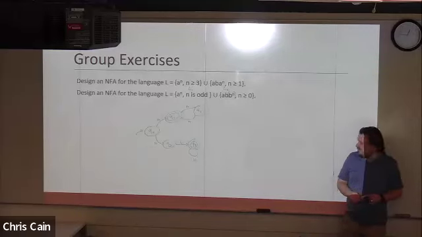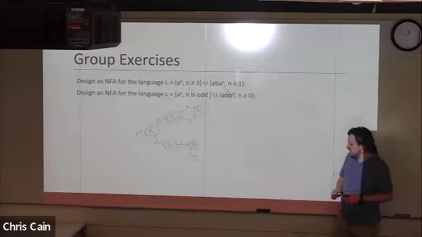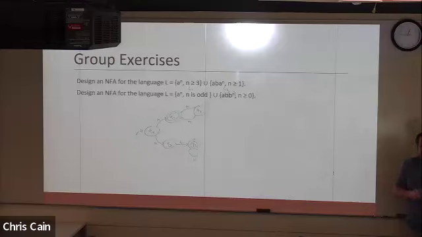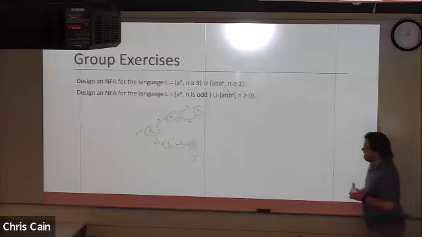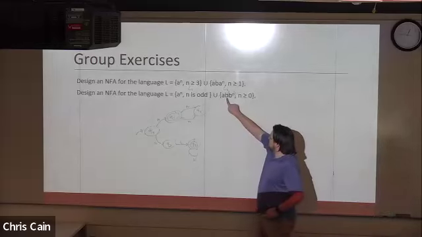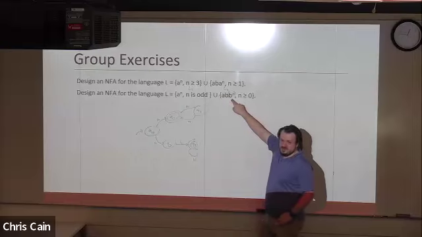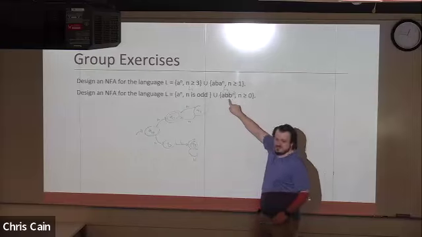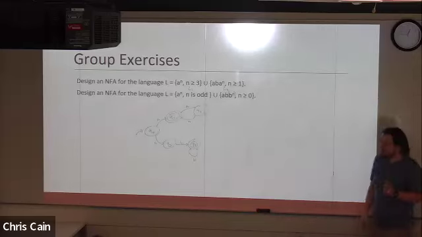Is that minimal? Are there any things you can take out? I do not believe so, although we will have the tools to be able to do that in a bit. Question? Doesn't that accept AB? This does accept AB, but AB is in the language. If N is 0, we want AB, B to the 0, which is lambda. That should be in the language. Great clarification though.